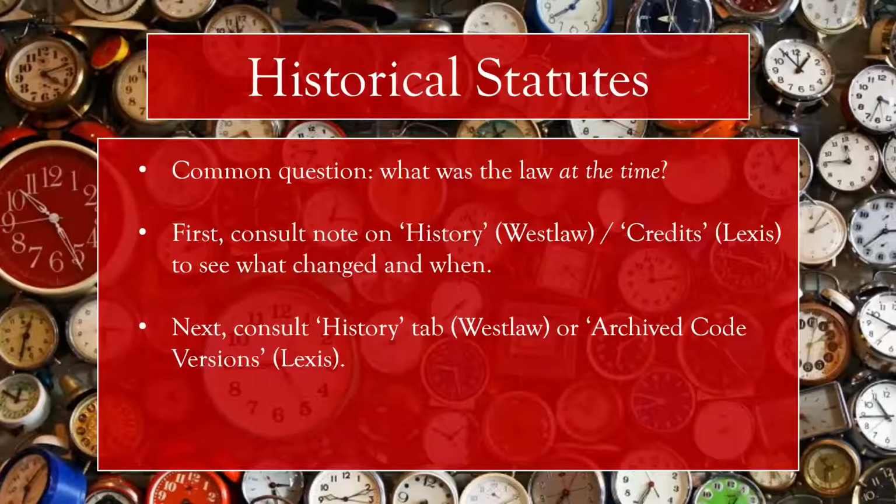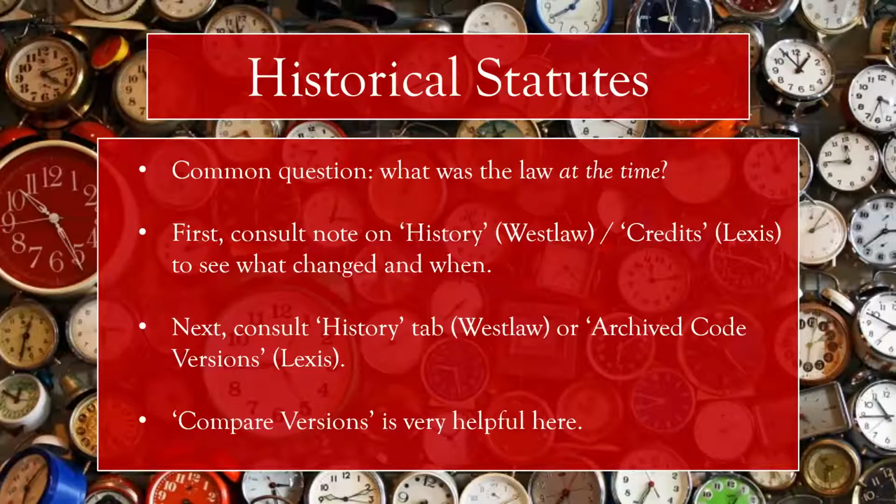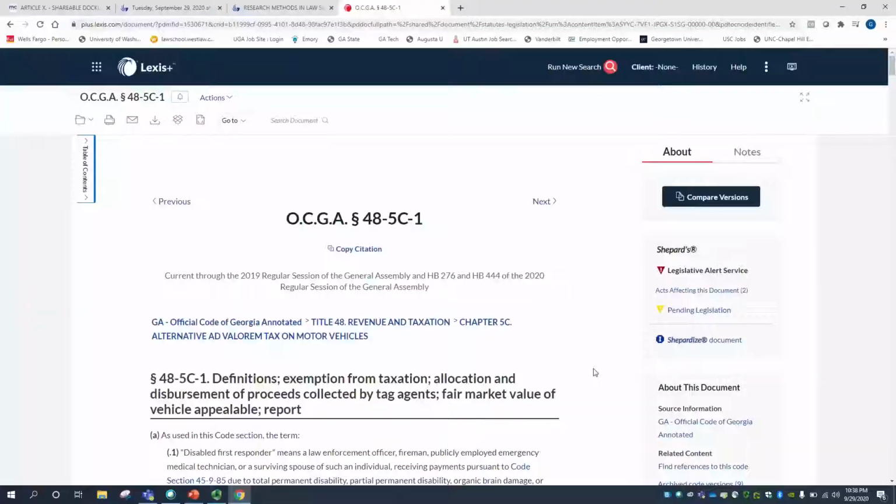Now, both Westlaw and Lexis, as I alluded to earlier, also have some very convenient features that allow you to directly compare the various historical versions of any particular statutory section to the current incarnation in the code. And this can really be pretty useful. I'll show you just how it works right now.